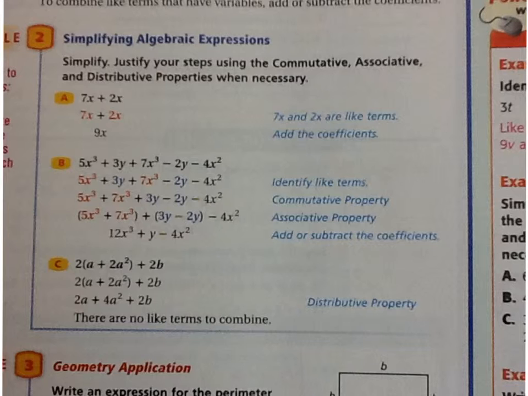We have 5 terms. Okay, so let's just start with the first one. We are looking just at the variable and what it's raised to. So this is an x to the third power, so we're looking for other x to the third powers. Will 3y work? No. 7x to the third power?